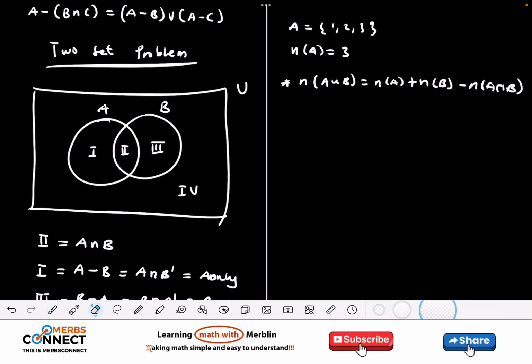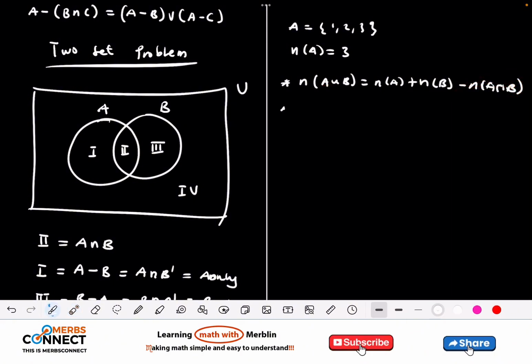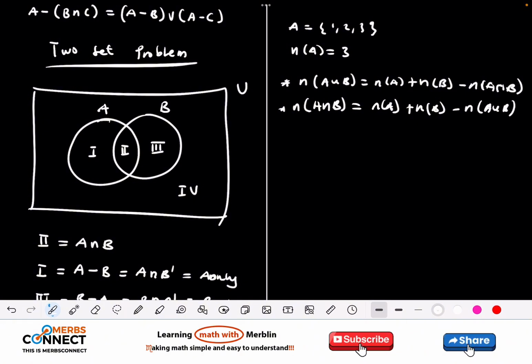And we can also make this one the subject, by bringing this one here and this one here. So I can also write that the number of A intersection B is the same as the number of A plus the number of B minus the number of A union B. So that is one thing that you need to learn, right?